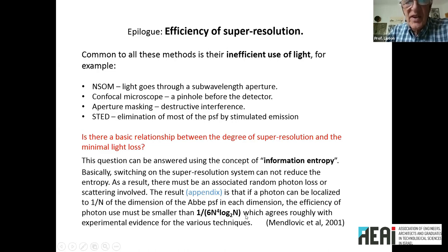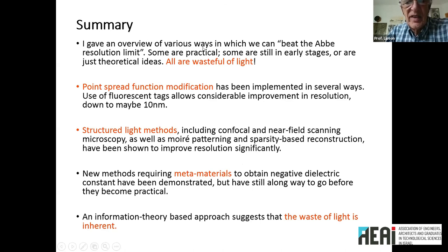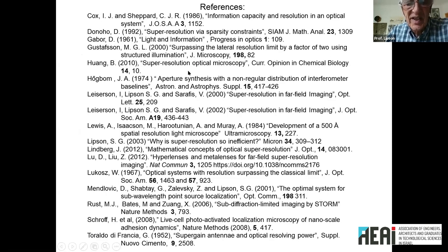I'll summarize what I've said in a few words, and afterwards I'll come back to the summary in a moment. Here you have a list of references which were used in collecting material for the talk. The subject of why super resolution is so inefficient is here from 2003. Here's Lukosz's paper from 1967, Mendlovic's paper from 2001, the various techniques, Toraldo di Francia's work from 1952, and Gustafsson's from around 2000, and some of the background works from Cox and Sheppard, who worked both on the information capacity and also on the confocal microscope. The experiments which I showed you, which we did, are here in the middle.